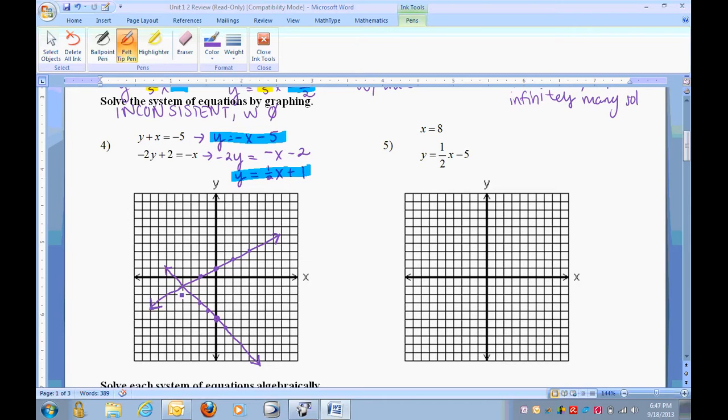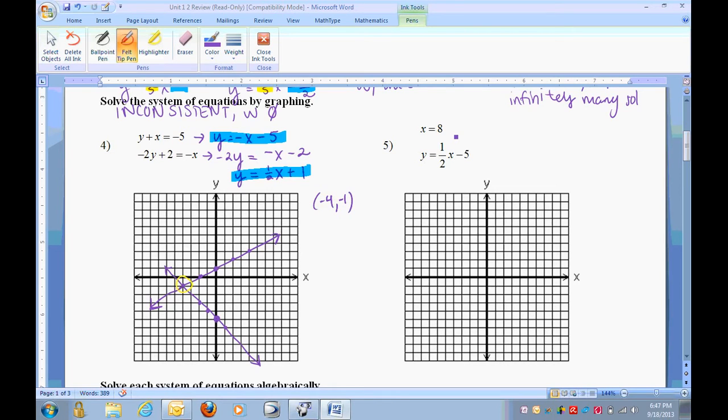Hopefully your lines will be a little bit straighter than mine on test day. And if you notice, where the lines intersect is your solution. So my solution to this problem is negative 4, negative 1. Right at that point right there.